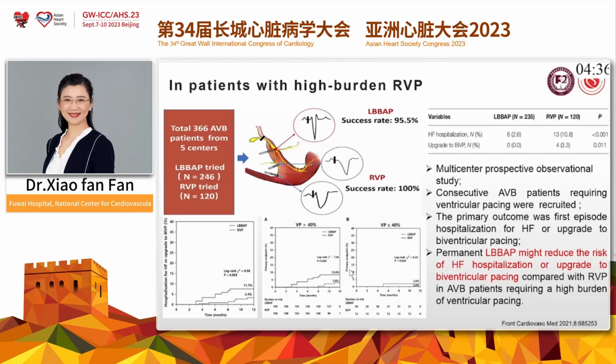And in our study, we found in patients with RVP, the clinical outcomes of heart failure hospitalization and upgrade to BiVP were significantly higher than in patients with LBBAP. So we think in patients with a high burden of VP percent, the LBBAP could reduce the risk of heart failure hospitalization or upgrade to biventricular pacing.